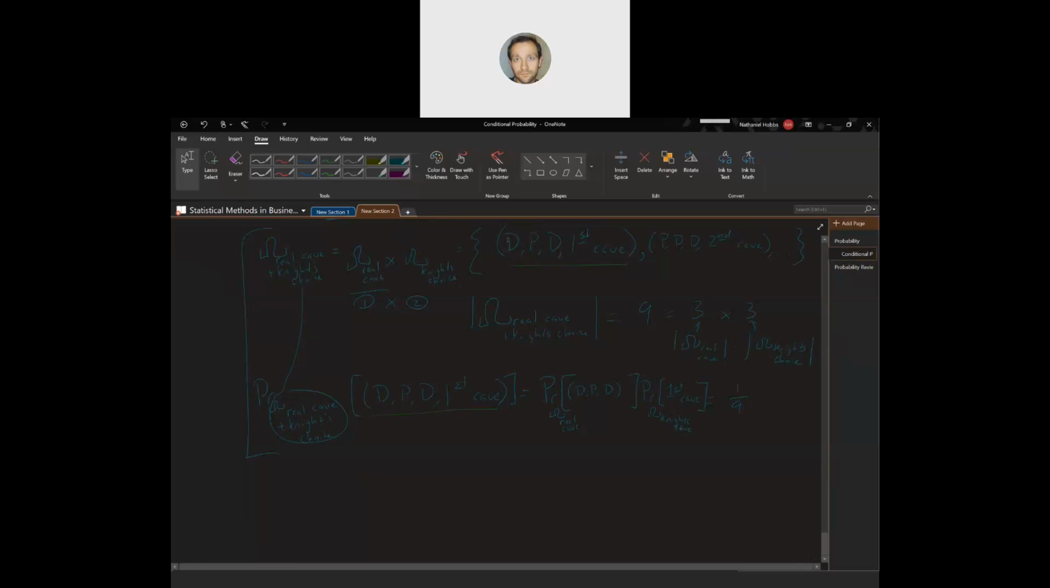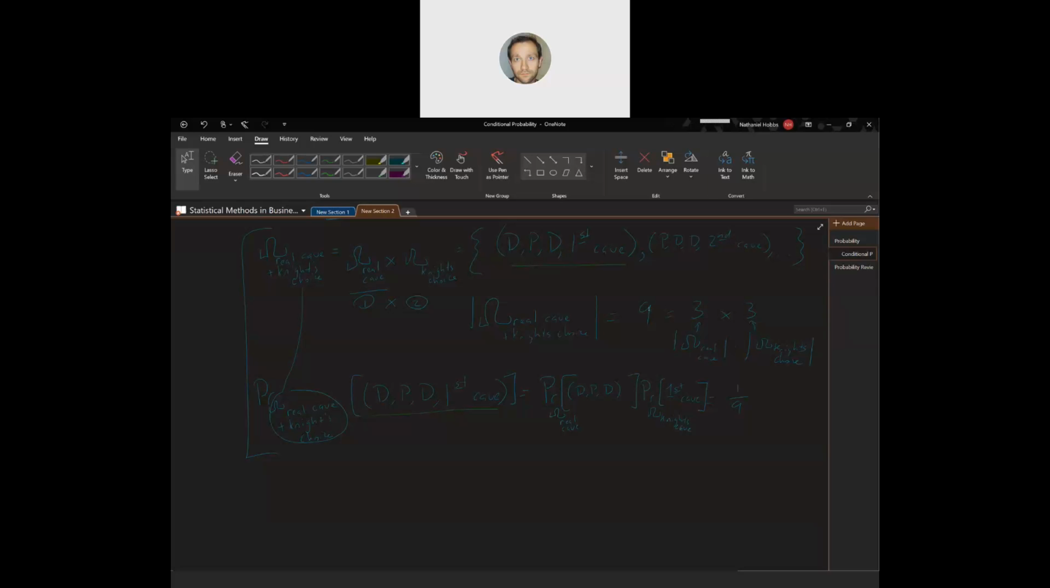So the number of different possibilities, there's 9 of them. Quickly, the princess could be in the first cave, and the knight could choose the first, the second, or the third cave. So those are 3 events. The princess could be actually in the second cave, and the knight could choose the first, the second, or the third cave. Or the princess could really be in the third cave, and the knight could choose the first, the second, or the third. And that's it. So those are the 9 possibilities.